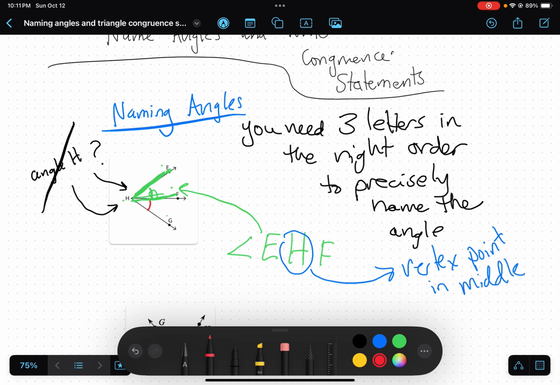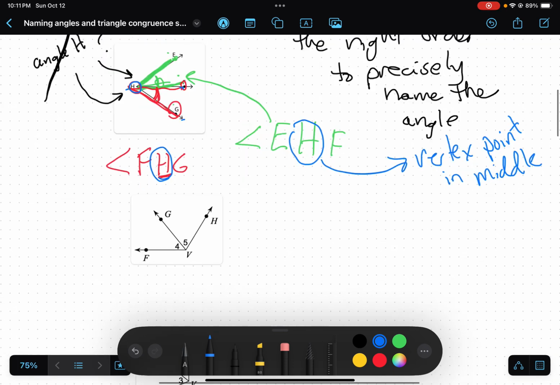So what is this red angle going to be called? The red angle is going to be called FHG. My H is going to be in the middle again, right? Because H is still the vertex point of the angle, but the other letters tell me which sides to use. So why don't you guys copy a few down and practice them?